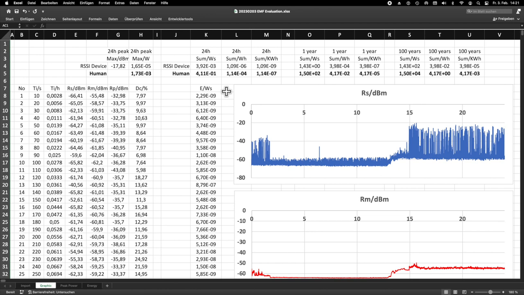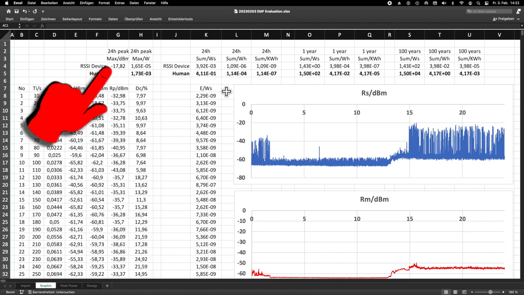Then I want to determine the absolute peak value from the 24-hour measurement. It's very easy. I use the standard Excel function maximum to find the largest value from the entire RPDBM column. The absolute peak value in 24 hours was -17.82 dBm. And that was probably at the time when I was on my mobile phone.